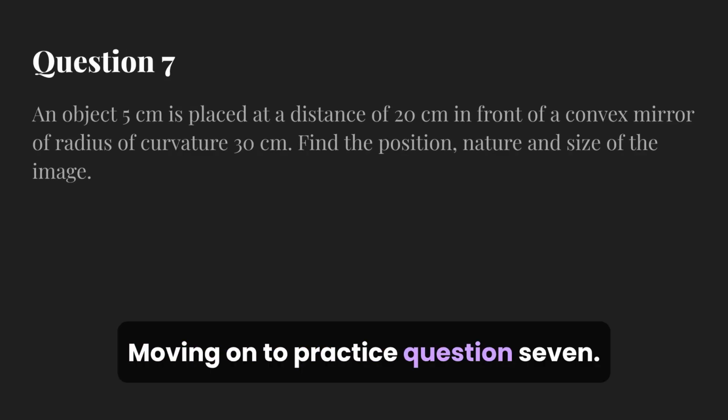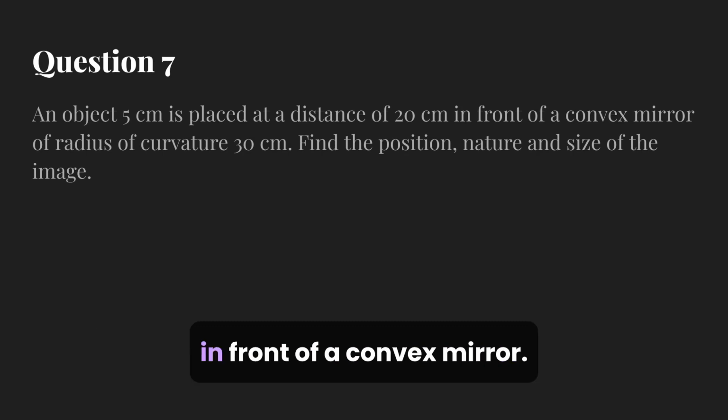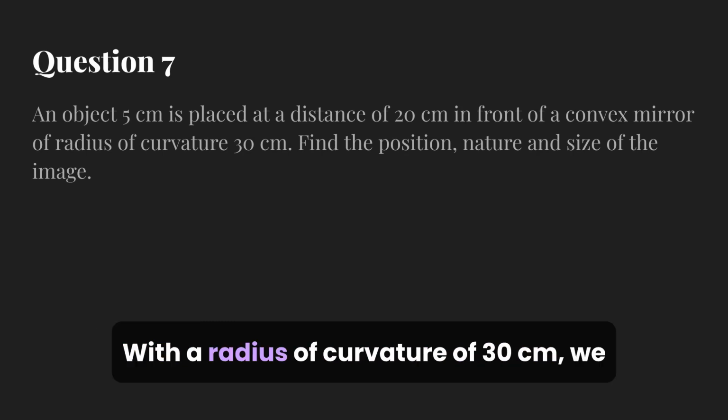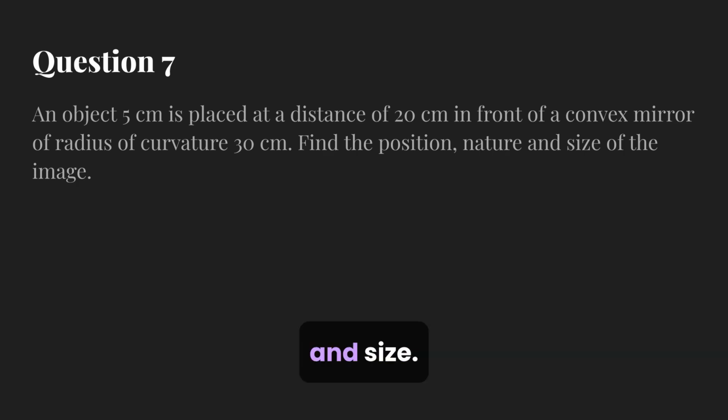Moving on to practice question 7, we have an object 5 centimeters tall placed 20 centimeters in front of a convex mirror. With a radius of curvature of 30 centimeters, we need to find the image's position, nature, and size.